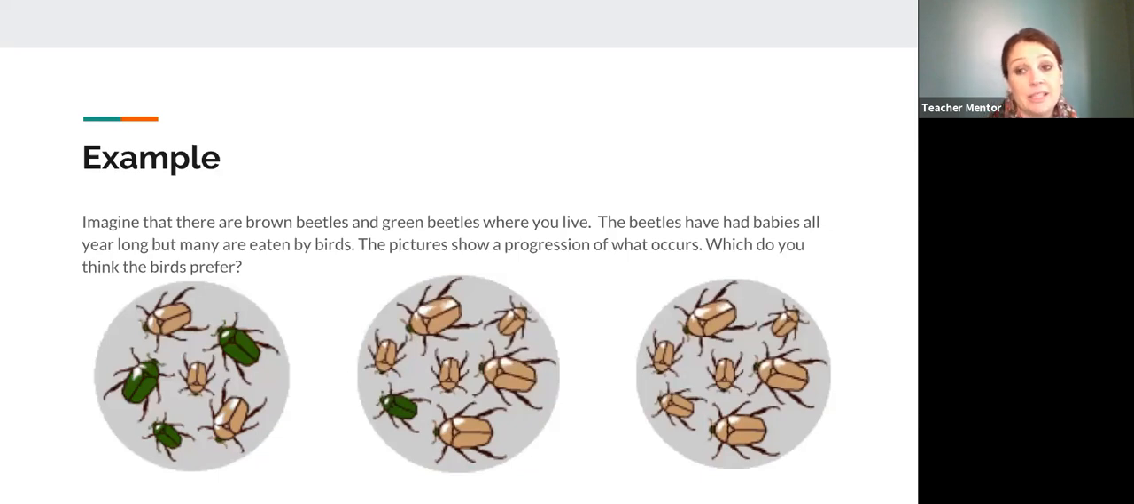Well, if we look at the series of pictures, we're going to notice that in the first picture, there are about half green, half brown. In the middle picture, we have all brown except one green. And then in the very last picture, we have all brown. So that shows us that the green beetles are preferred by the birds that are eating them.